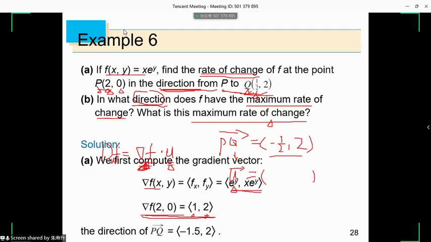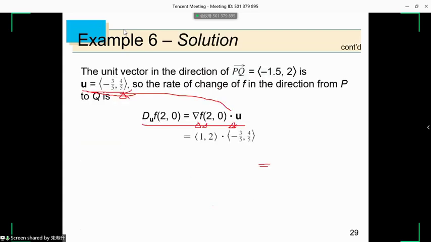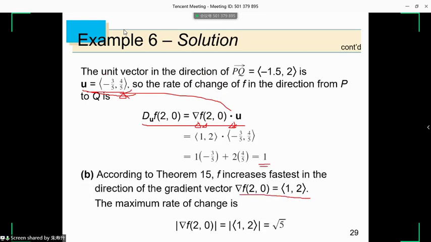Which one is the gradient? This one is the gradient. We have got it. So we know the direction in which f has the maximum rate of change is the gradient direction, the same as the gradient direction. So the direction is 1, 2. Here the second answer is easy. And the maximum rate of change is the absolute value of the gradient. So it's 1, 2, and the absolute value is the square root of 5, the length of the gradient.